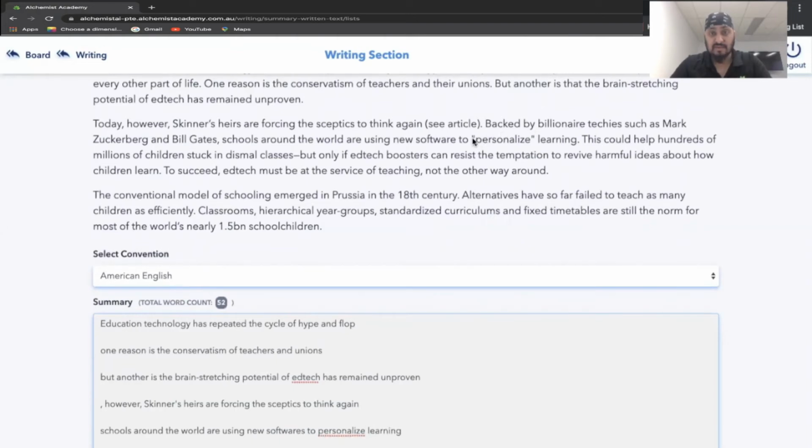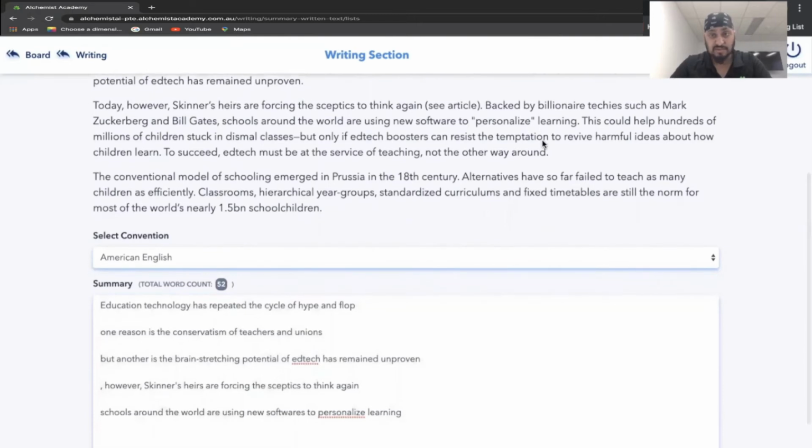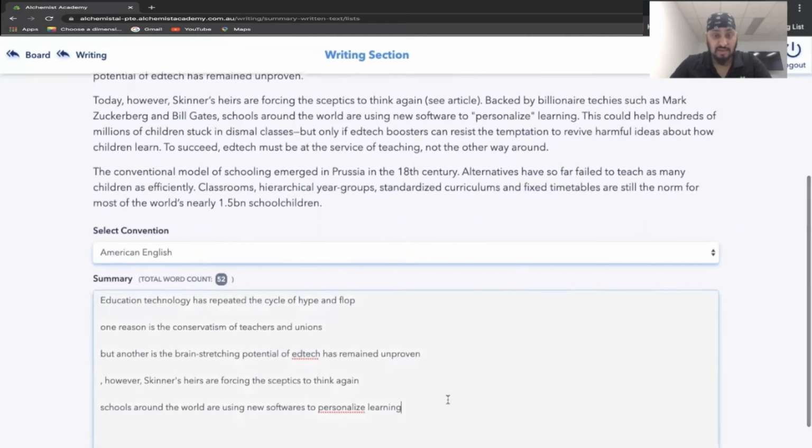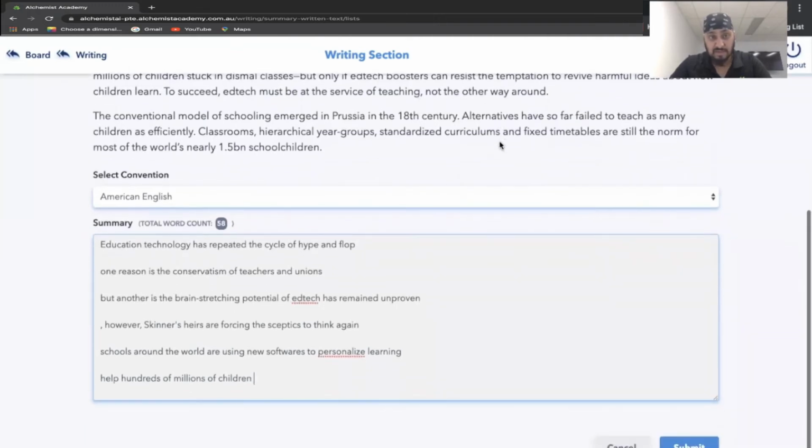Okay, now in this case, I haven't used a semicolon. You don't need to. You can just simply leave it like that. Okay. And what is the benefit of personalized learning? It could help hundreds of millions of children, but only if edtech can resist the temptation and actually help them.